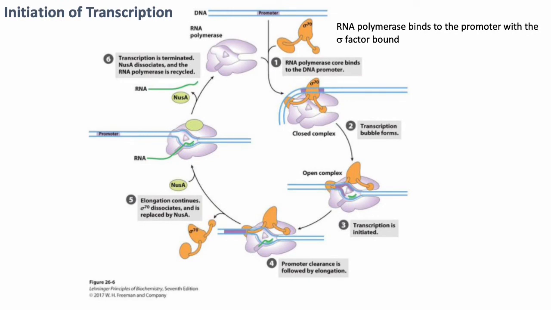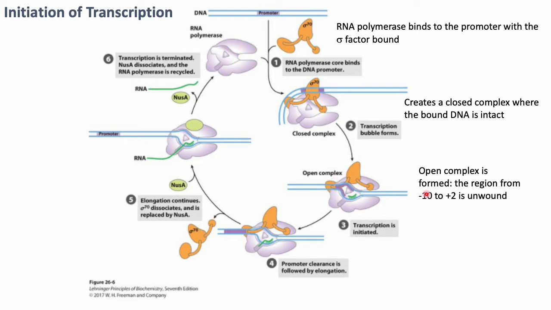So when we look at the initiation of transcription, at the beginning the RNA polymerase binds to the promoter sequence with the sigma factor bound. Here we can see the RNA polymerase core binds to the DNA promoter sequence, and this causes the DNA to loop around. It's in its closed complex, and a transcription bubble forms. So it creates a closed complex where the bound DNA is intact.